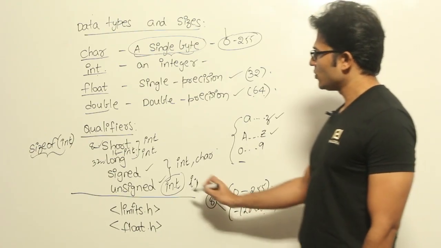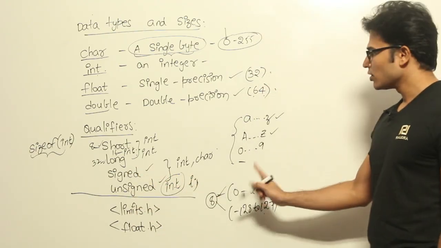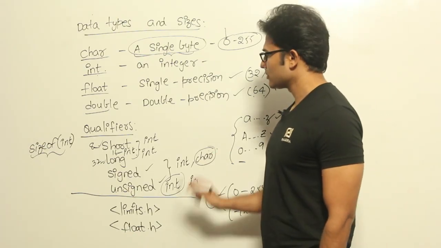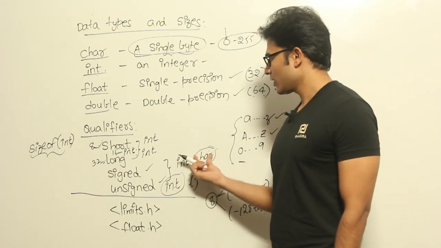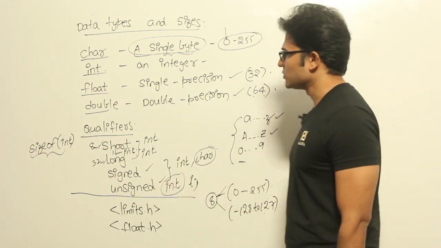Now depending on how you write it, either unsigned or signed, the range is going to vary. Got it? And char is generally unsigned only, right? And we generally don't have signed char. I mean, we generally don't use it that way. So unsigned char only we use.